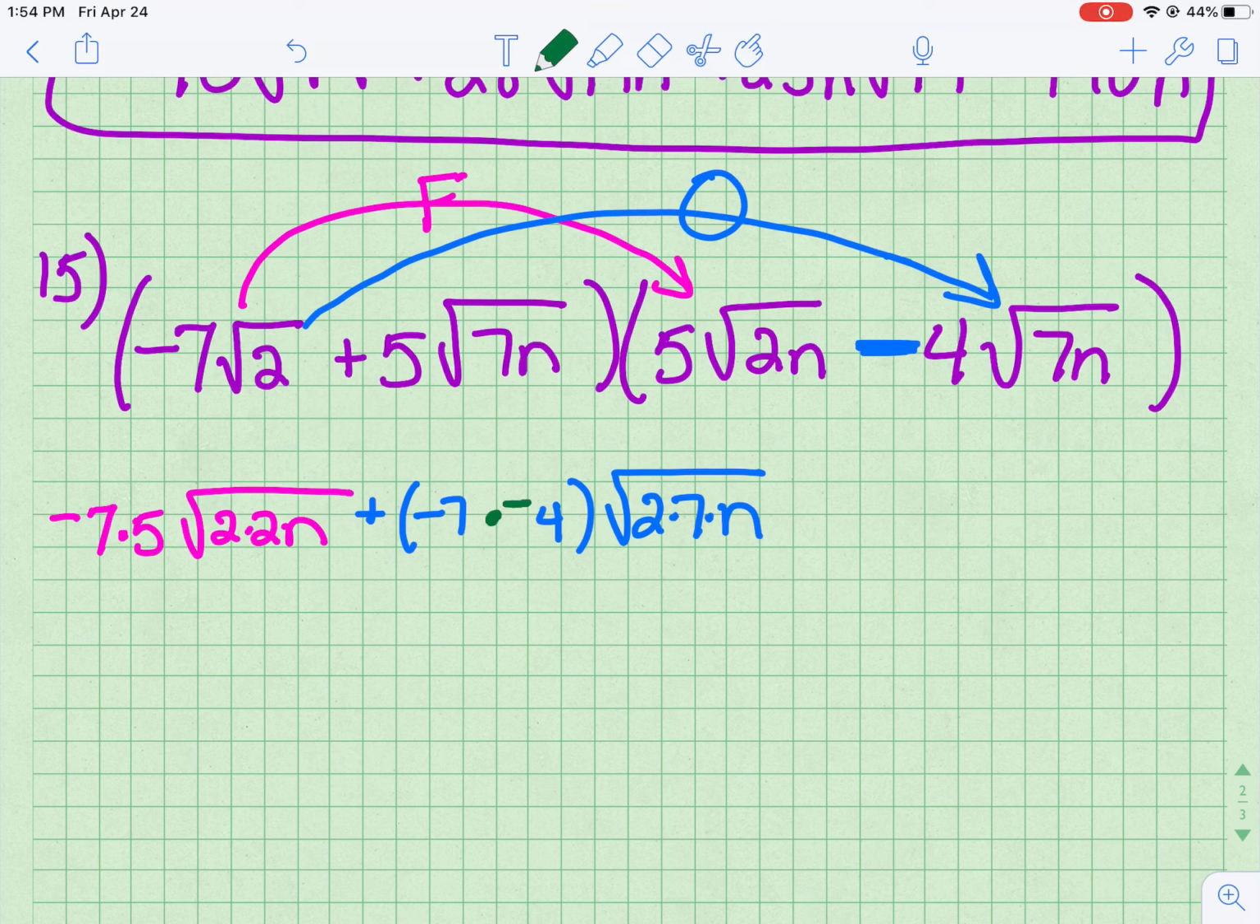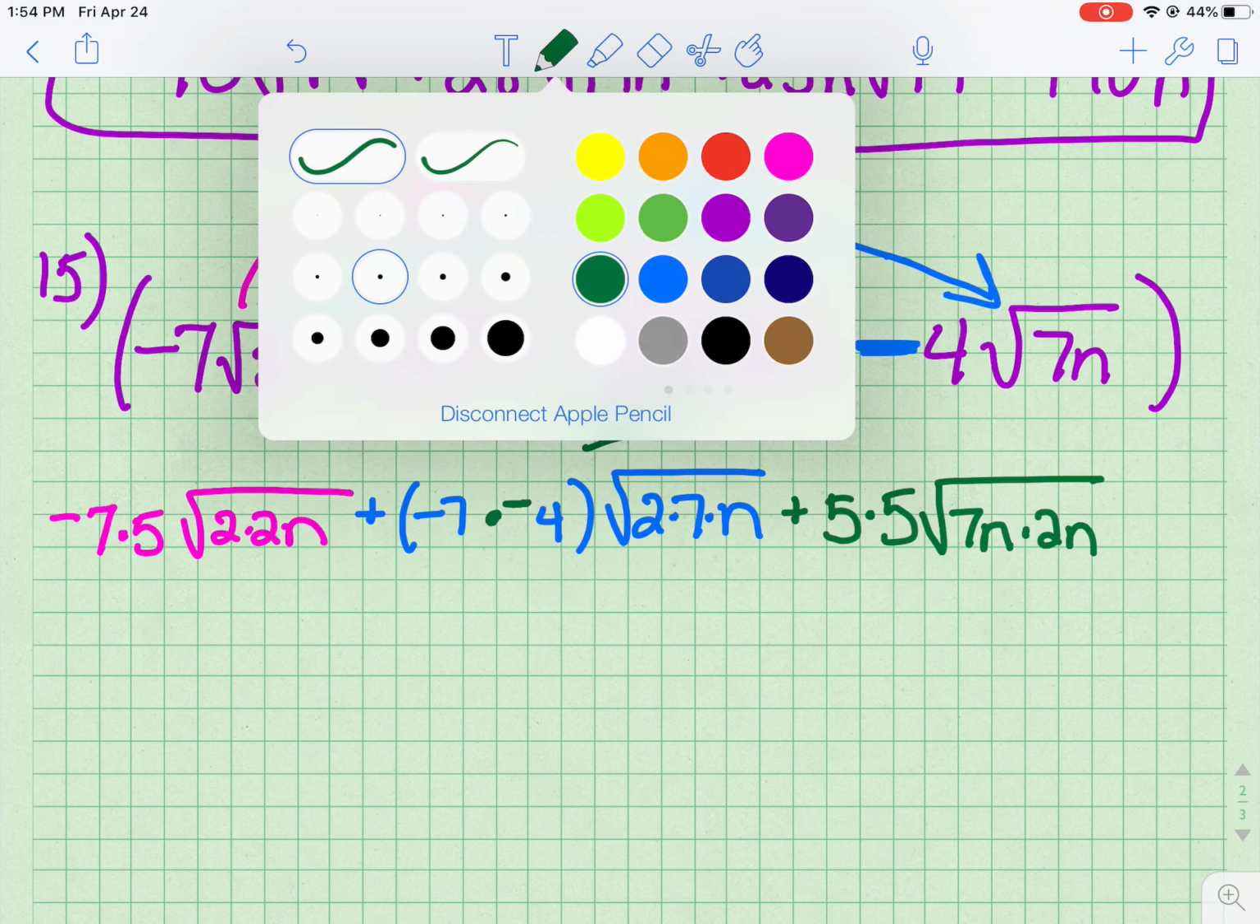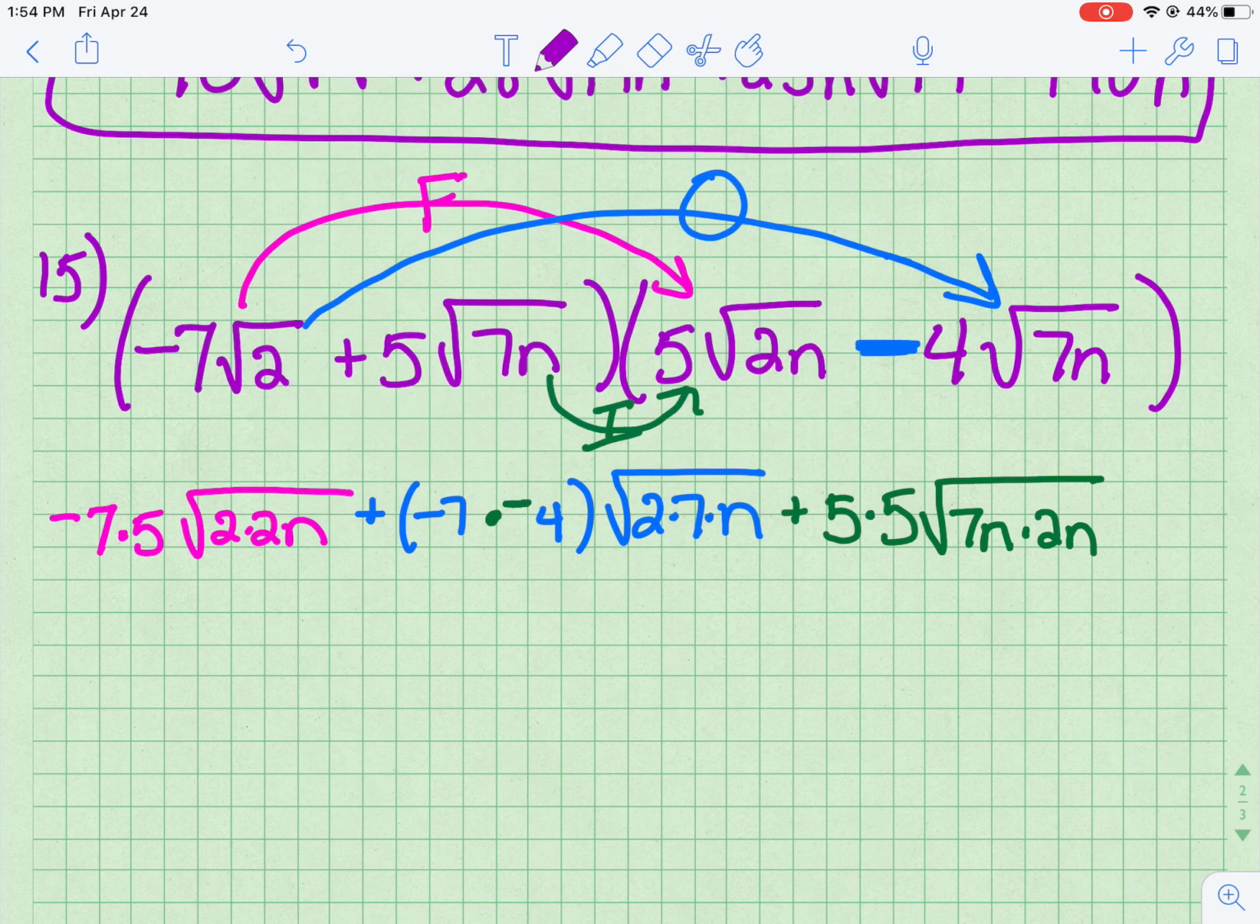Okay. So then I'm going to do the inside here. That's my I for FOIL. And so that's going to be 5 times 5 square root of 7n times 2n. I'm running out of room, darn it. It was so beautiful. Okay, and then we're going to do the last times the last. And I'm going to have to squeeze it in here or write it below it a little bit.